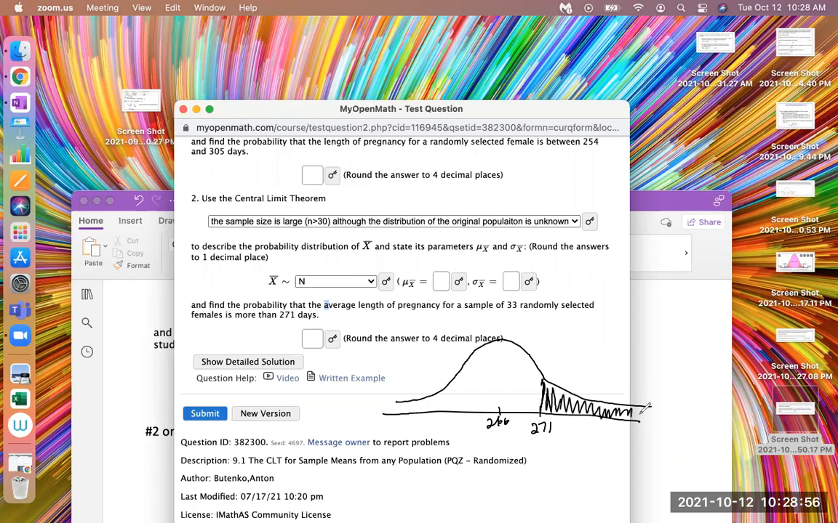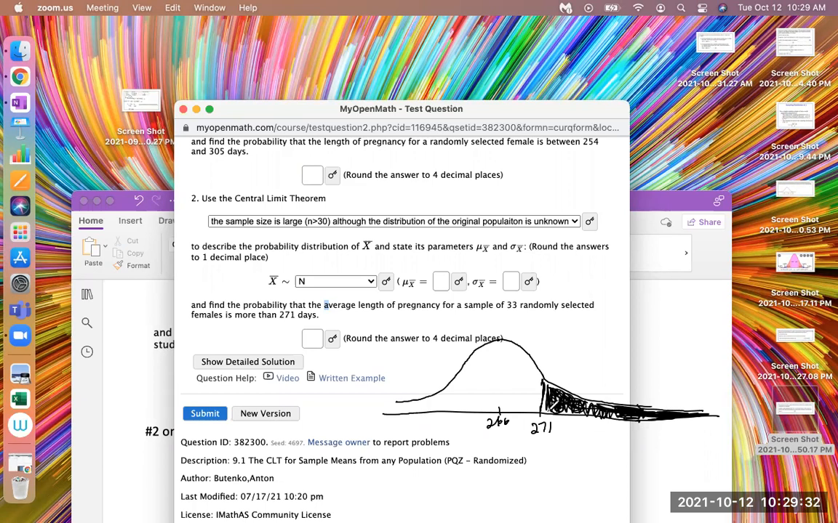And so if I'm going to get this problem, I need to find the area under this curve. That is the probability that a sample of 33 will come back with an average of 271 days or more. That probability is this area under the curve. Now my job is just describing this area to the calculator, and I have to tell it where the shading starts. I always go from left to right, where it starts and where it stops, or where it's being cut off, bounded by.